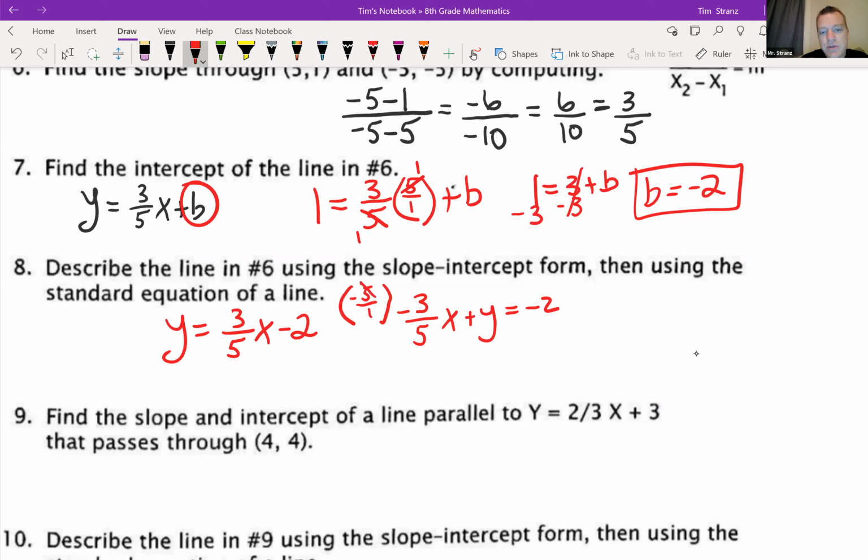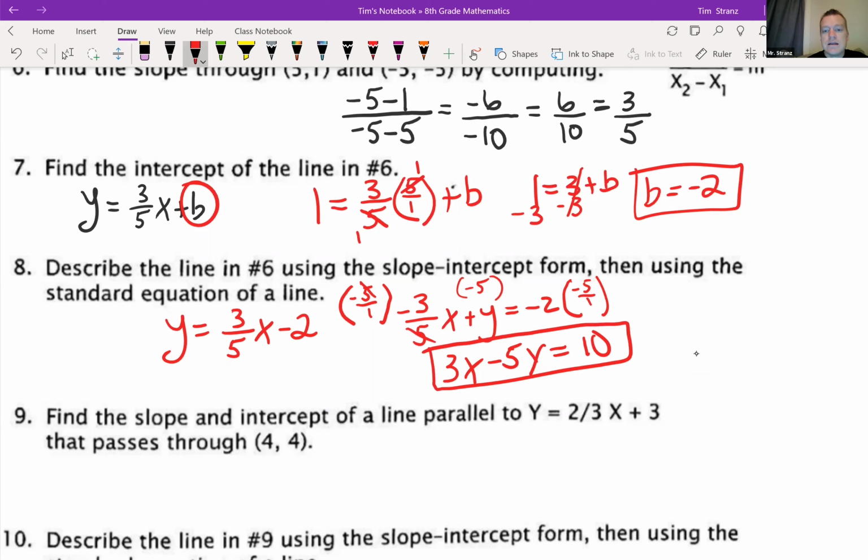My 5's cancel out, and I get a -1 times -3, which is going to be a positive 3x. I have to multiply the y also by -5. So that now becomes -5y. And I have to multiply my -2 by -5. And that becomes a positive 10. Now this is in standard form. I have 3x minus 5y equals 10.